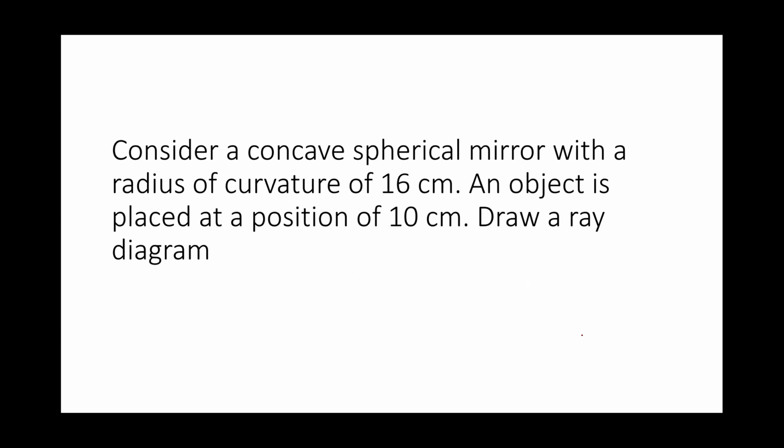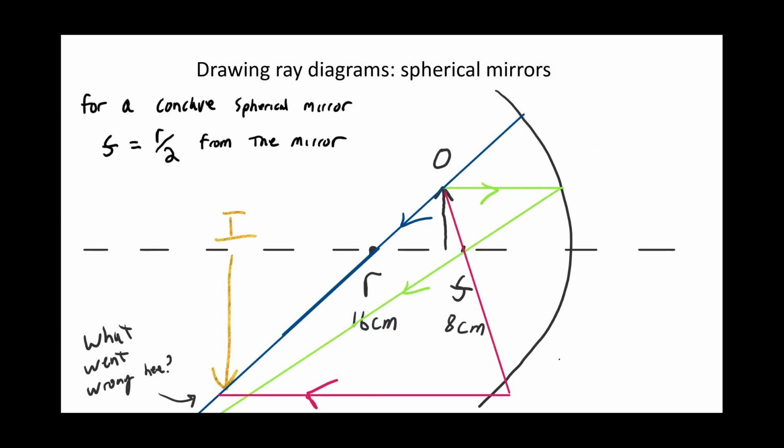Okay, so one of the problems asked us to look at the concave spherical mirror with a known radius of curvature and put an object at a position of 10 centimeters. So when I go to set this up, I want to make sure I draw the mirror. I want to mark the focal point. I want to mark the radius of curvature. And I need to make sure that I put the object in roughly the right location.